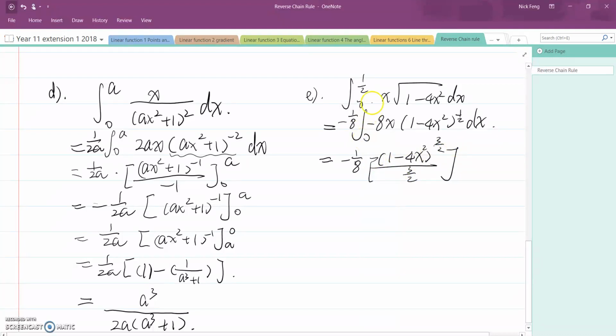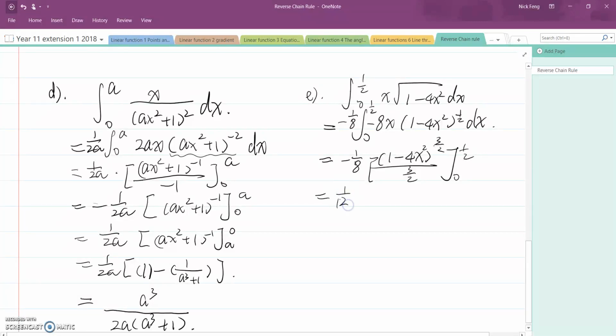Substituting. Sorry, I forgot the boundary. Yeah. Gemma, I know you're going to say something. All right, 0 to half. Now, put the boundary out, divided by 3 on 2, that is multiplied by 2 on 3, so cancel. That's negative 1 on 12.